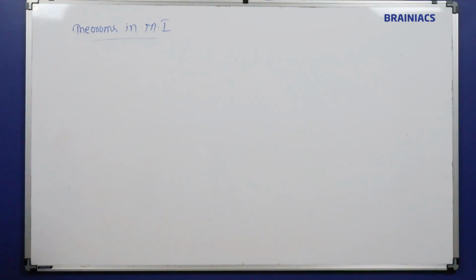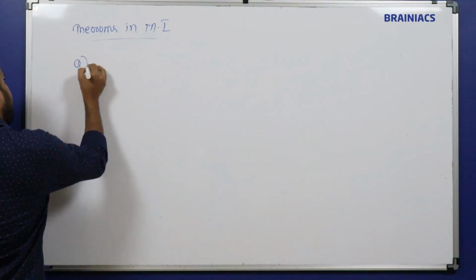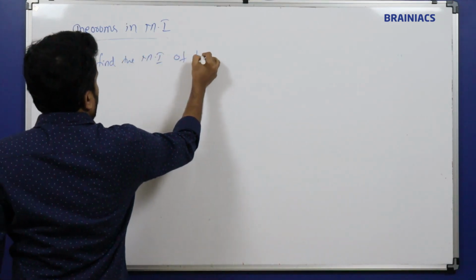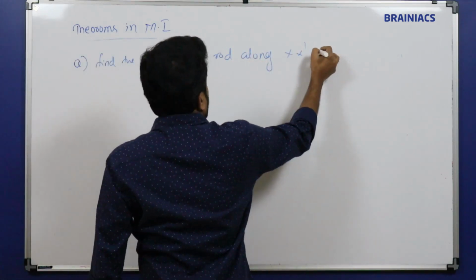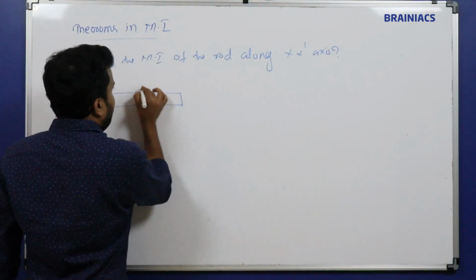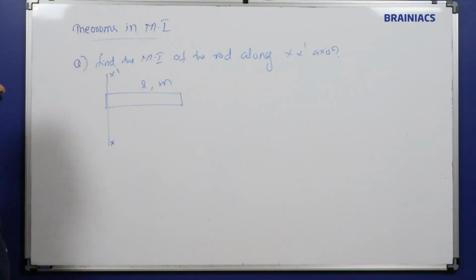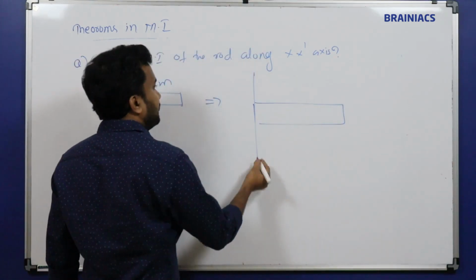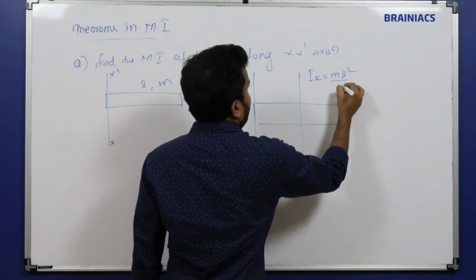Okay, good. So let's continue. The next question: find the moment of inertia of the rod along the x dash axis. That means this is a rod having length L, having mass m. We want to find the moment of inertia at one edge. So how to answer this one? We know the axis passing through the center, which is ml square by 12.